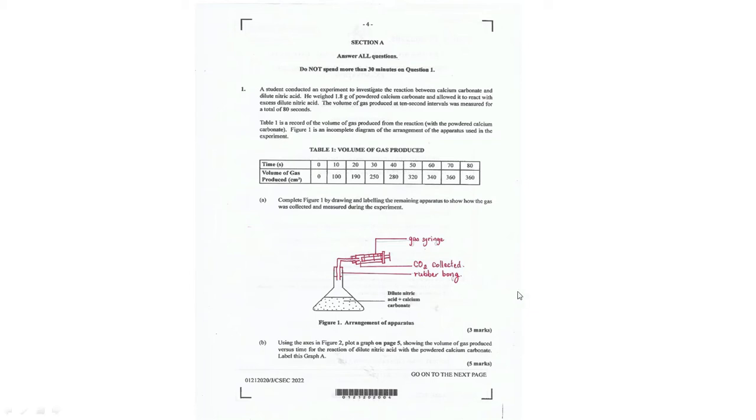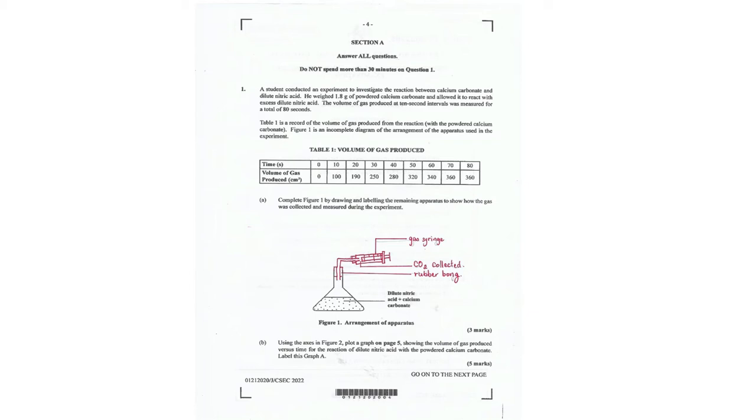So the first question says, complete figure 1 by drawing and labeling the remaining apparatus to show how the gas was collected and measured during the experiment. So I have here a gas syringe with a plunger that is going to move as the amount of gas given off increases, and that'll be the CO2, the carbon dioxide, and then I have a rubber band right there. So that's pretty much how it should look.